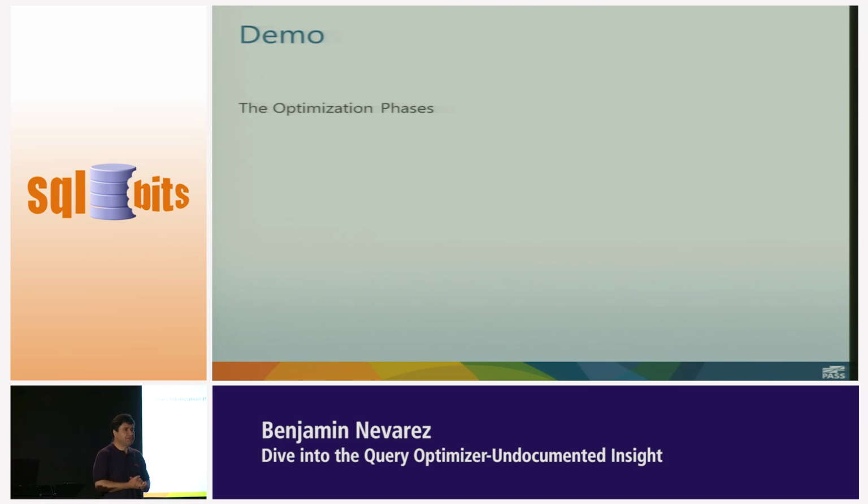Then we talked about simplifications, how the optimizer is going to simplify that tree to make the optimization process better, faster, and even to improve the performance of the queries. Remember, we were able to remove tables or scans.